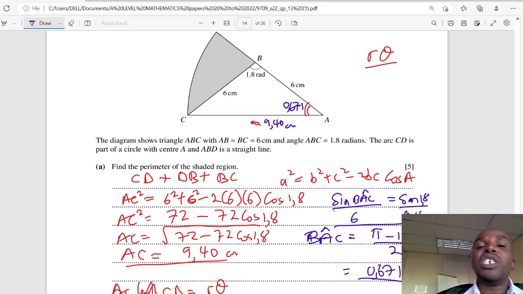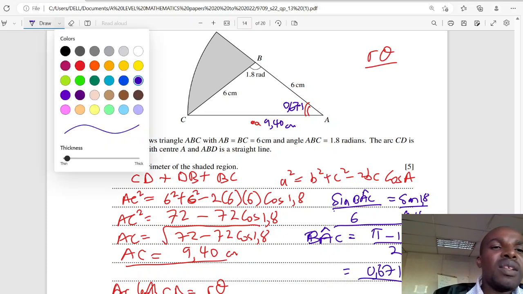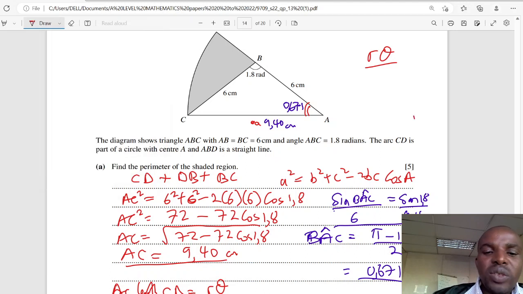So all these things must be part of your working, right? Then from there you can now say times 0.671 times 9.4. So you get 6.31 centimeters. That's the arc length. So this one is 6.31 centimeters. That's the arc length of that part.